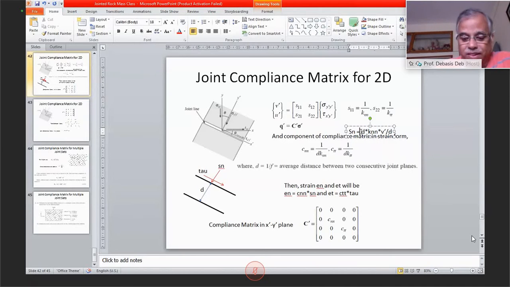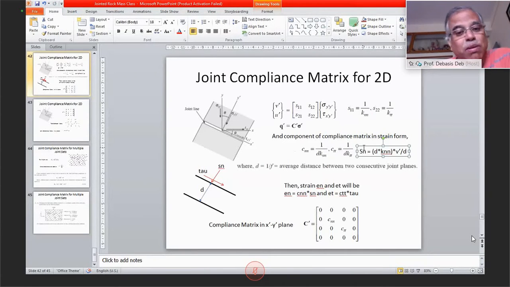So this term, Sn, is now related to the normal strain with this term, D into Knn. Okay, you got that? And that's why this is D into Knn. You see there? So Cnn will be 1 by D into Knn. Okay. This is the relationship between stress and strain. This is in the normal direction. This is very easy to understand.